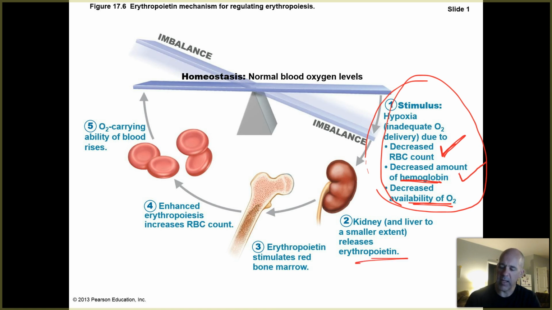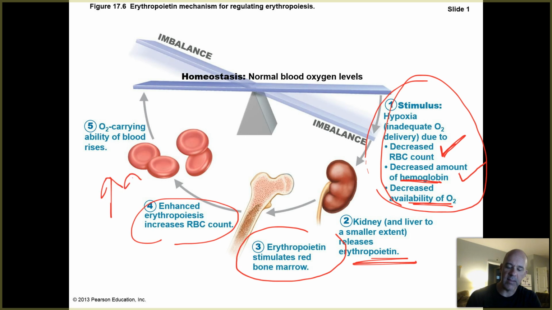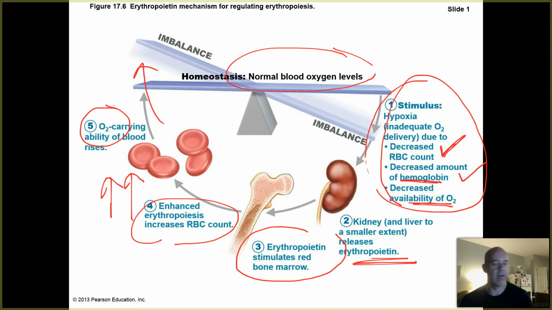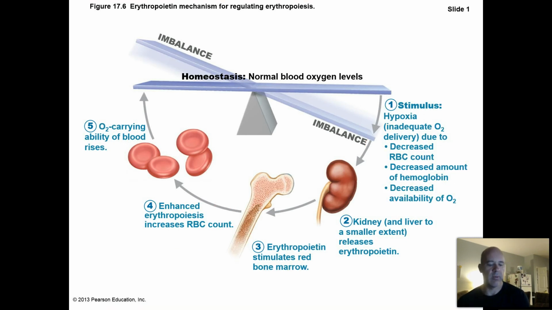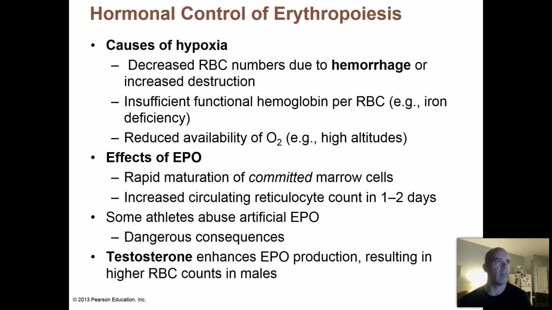All right, so then your kidney and your liver secrete EPO. EPO travels to the red bone marrow. You increase your RBCs, and the more RBCs, these little bags of hemoglobin, you have around, the more O2 they're going to be able to bind, and that is going to return your blood oxygen levels back to normal. So that's a pretty simple story there for blood oxygen level homeostasis.